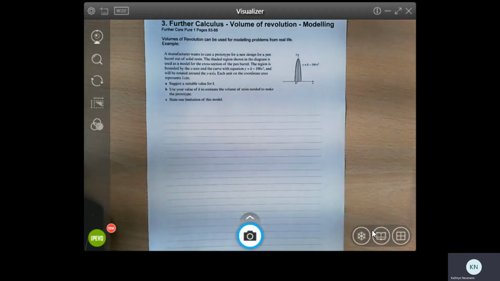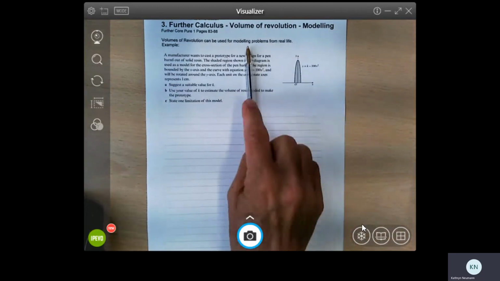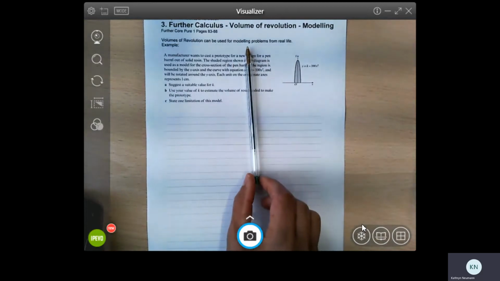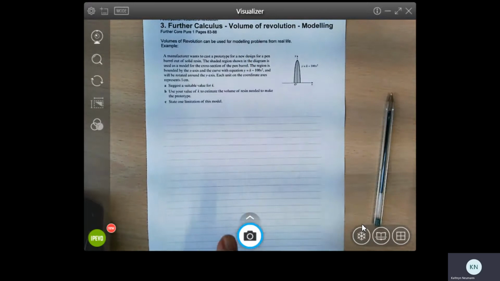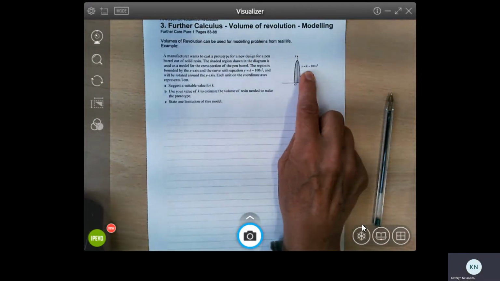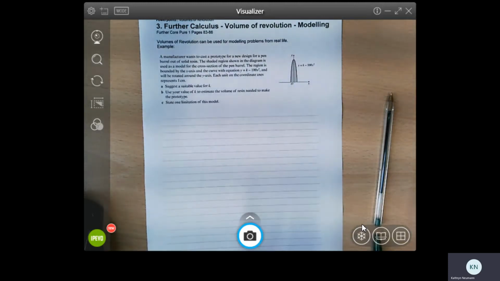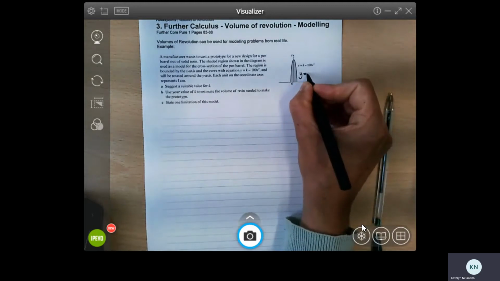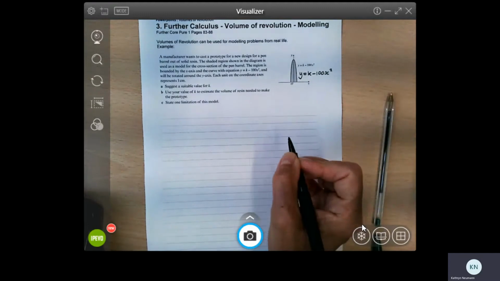A manufacturer wants to cast a prototype for a new design for a pen barrel out of solid resin. So we're looking at something like a Bic biro, and we want to model the casing for the biro. We've got a suggested model using the equation y equals k minus 100x squared. Let's just write that more clearly in case you can't see it over the video: y equals k minus 100x squared. You'll be given that equation in the question.